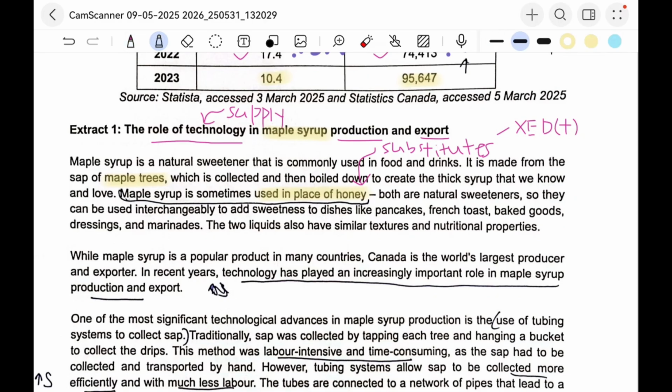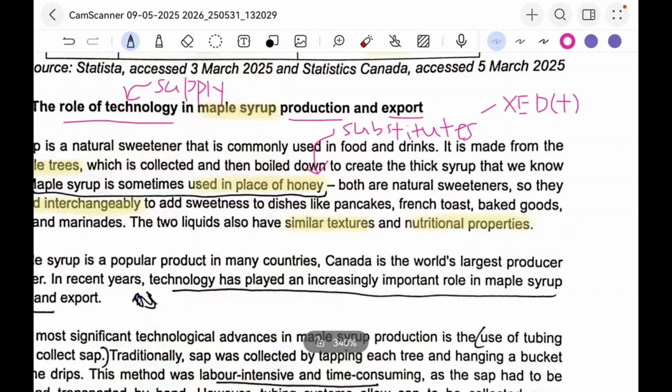Okay, so we read on. They say both are natural sweeteners, so they can be used interchangeably. This sounds like they are quite close substitutes because they are used interchangeably. This implies that to consumers, they don't make such a difference. Then they say they have similar texture, similar nutritional property. So this further hints that this is a close substitute, because they even taste similar and feel similar. They are trying to tell you that these are close substitutes, so your XED is likely to be high.